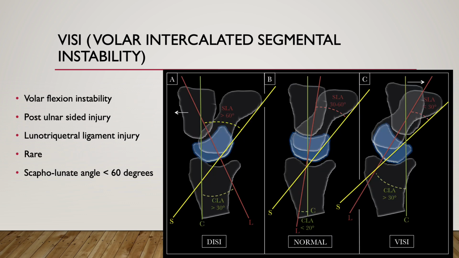So there is another entity known as VISI, volar intercalated segmental instability. This is volar flexion instability, which happens post ulnar-sided injury. Opposite of DISI. So here it is the lunotriquetral ligament. Till now we have had scapholunate ligament injury. Now we have lunotriquetral ligament injury, and it is relatively rare. The scapholunate angle decreases from 60 degrees, and it becomes less than 30 degrees in VISI. Basically, the bone has rotated on this side.